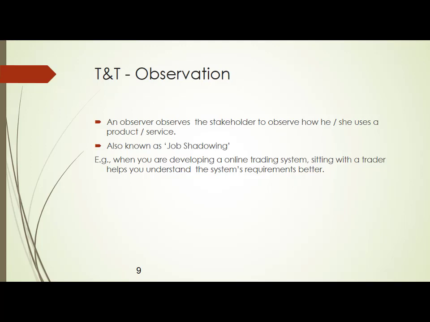If he misses out a few points, you are losing the requirement. I told you that requirements should have 100% clarity. So what do you do? You do job shadowing. That means you sit beside him. It is also called observation. You observe what he does on a day-to-day basis and get the requirements.